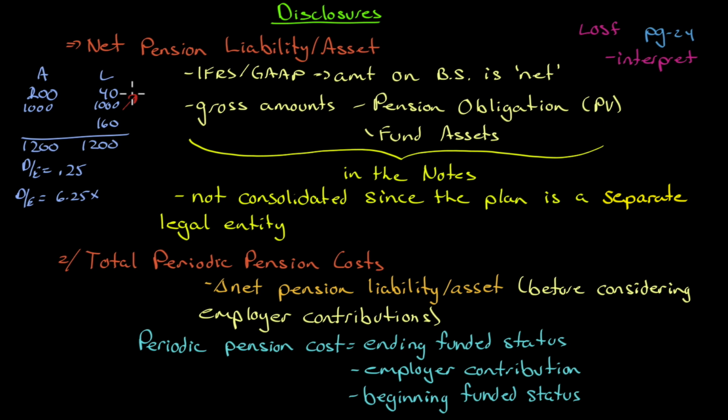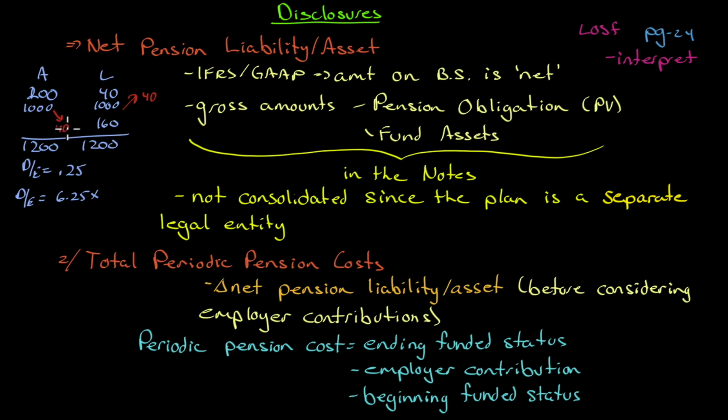But depending on the assets that our fund has, if our fund is balanced with 50% debt, 50% equity, it might maintain its value. It might lose some value. So let's just say that our pension obligation goes up by 40 and our asset value goes down by 40.